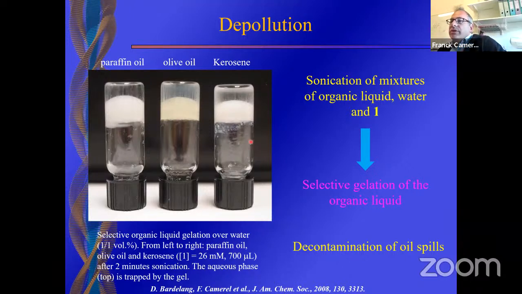So this compound was also interesting because you cannot make gels in water, but you can make gels in alkane, I want to say, or petroleum. And you can use, for example, these kinds of molecules to gel, for example, petrol or kerosene in water. So you can selectively make a gel of the kerosene on water. So this can be used, for example, for decontamination of oil spills.